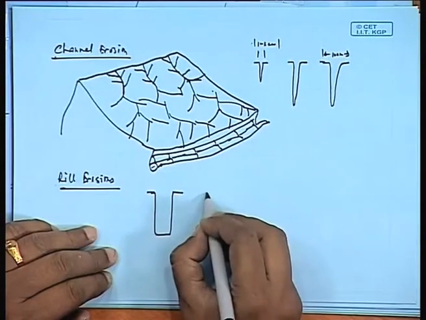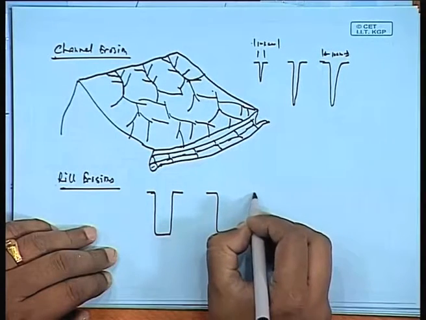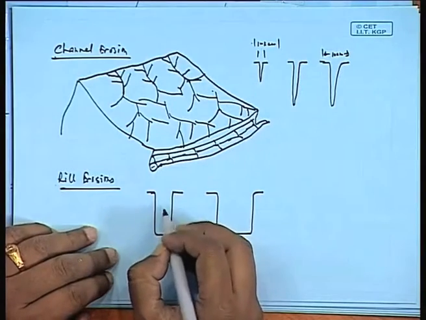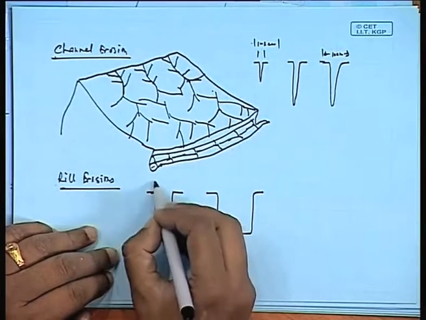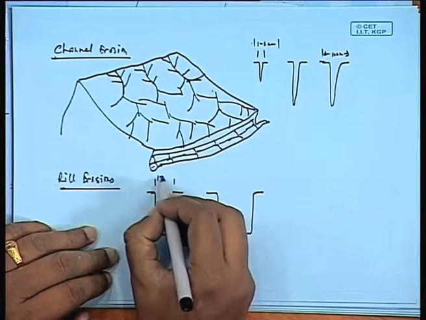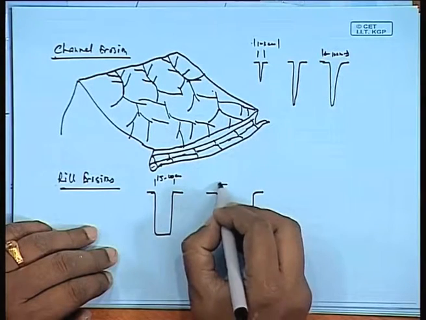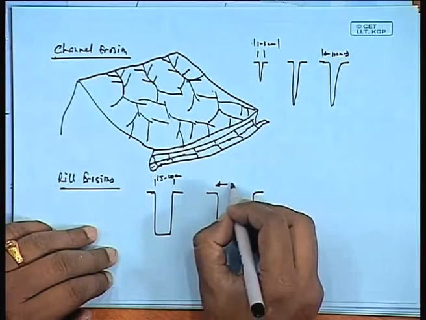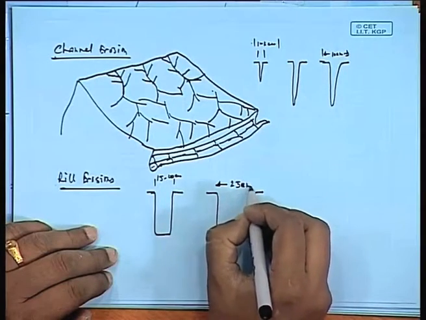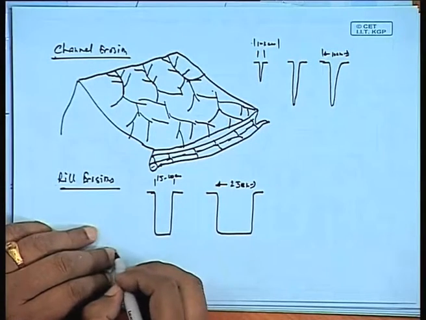This would also begin to widen at the bottom and also at the surface. So these are known as the rills. This rill should be about 15 to 20 centimeters here, and then it can be up to about 25 to 30 centimeters like this. This is what is a rill.